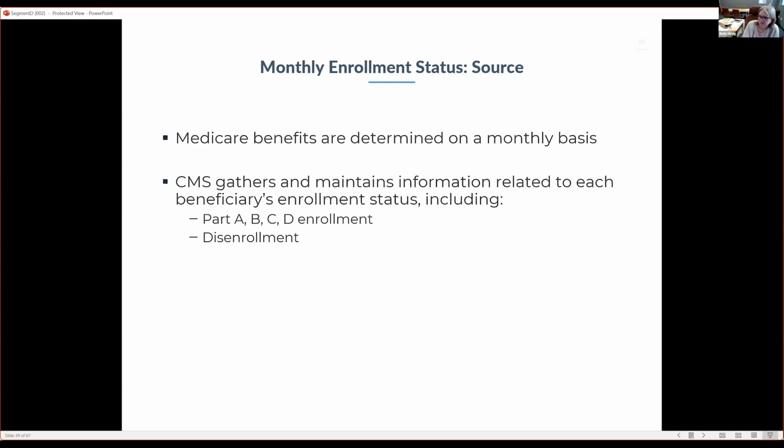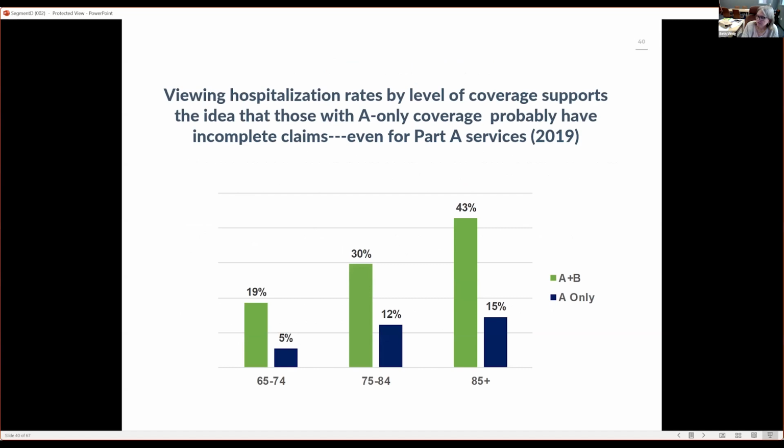Medicare benefits are determined on a monthly basis. CMS gathers and maintains the information, including Part A, B, C enrollment and disenrollment. The question sometimes is, do we consider A and B differently than A only? And what does it tell us? And the concern is, well, if I want to study a Part A benefit, why do I care about B?